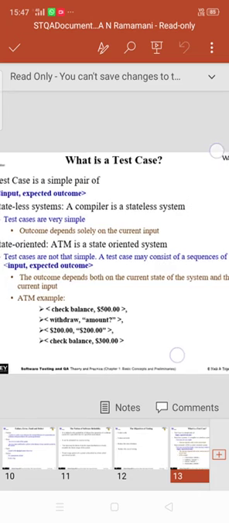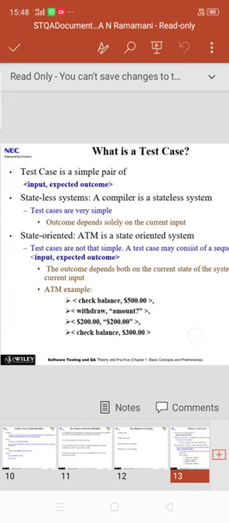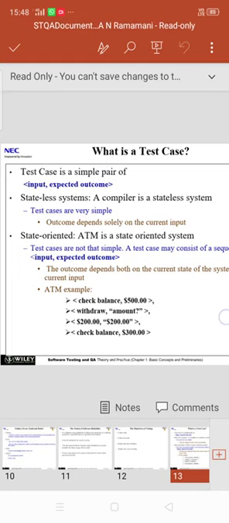What is a test case? A test case is a simple pair of input and expected outcome. We know that in the previous semester we already discussed the test case. In connection with testing, we are deriving or writing the test cases. The input is checked for the actual outcome and expected outcome. If the expected outcome is the same as the actual outcome, we can consider the system as working perfectly.